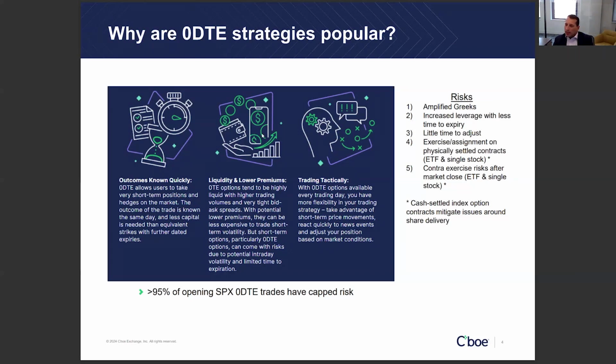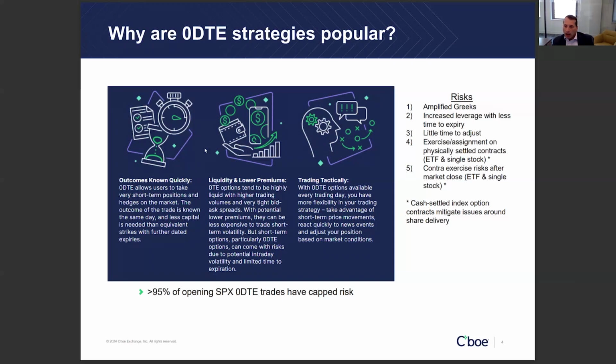Some other risks, and we'll talk about this on a handful of slides coming up here. Some other risks that are native to ETF and single stock options are the physical settlement, and we'll cover why that's a nuance that you should consider. Also, contra exercise risks after the market close, and those again are mitigated by cash settled index option contracts.